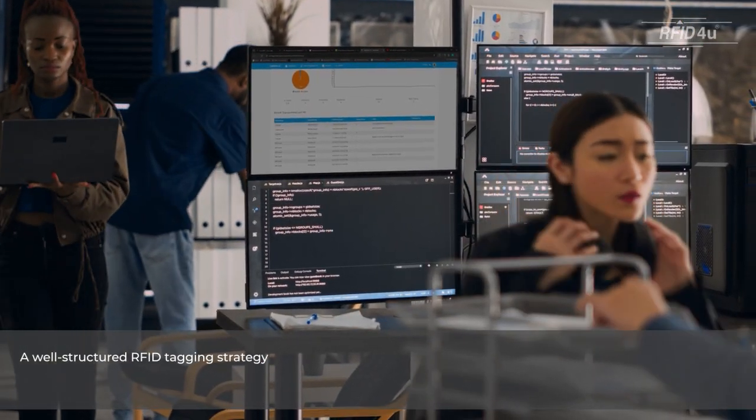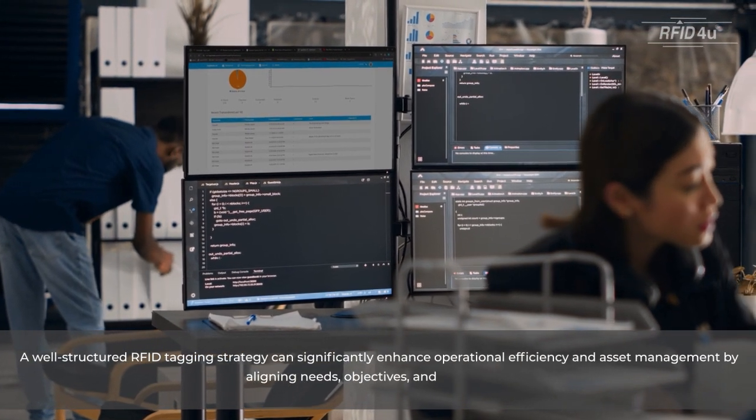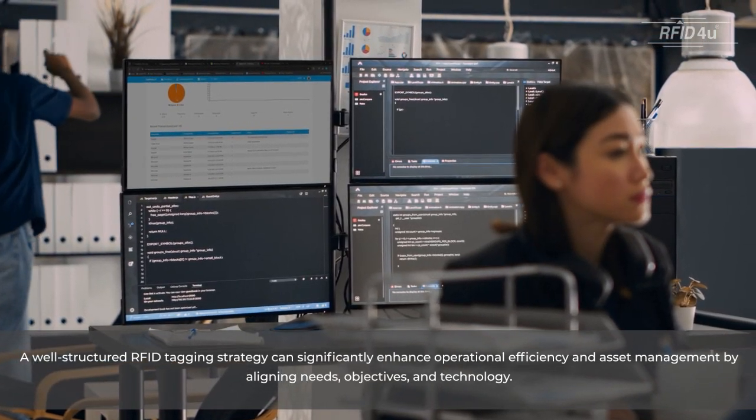A well-structured RFID tagging strategy can significantly enhance operational efficiency and asset management by aligning needs, objectives, and technology.